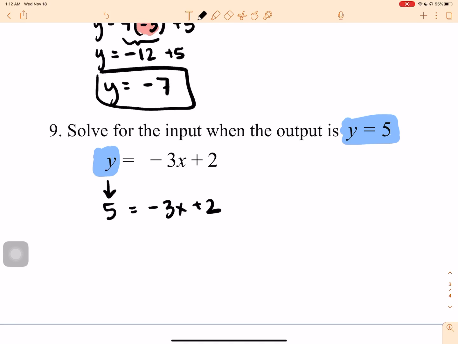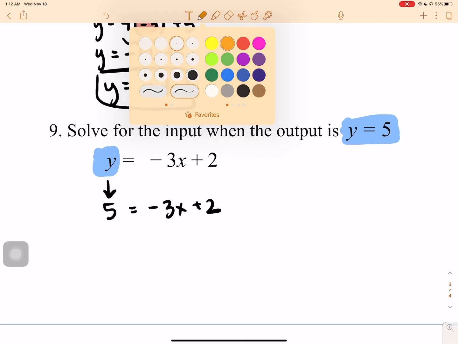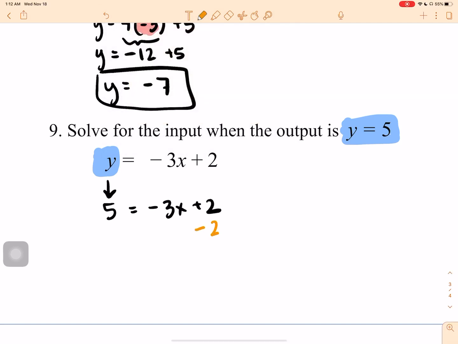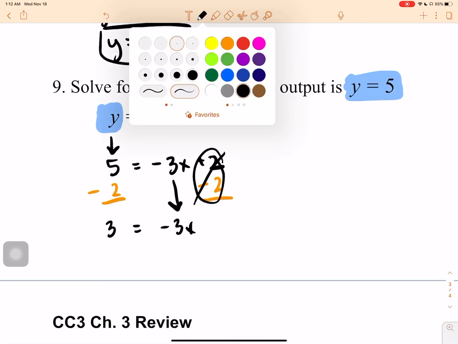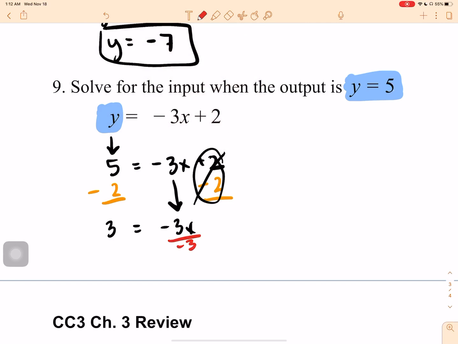So here, all of our variables are already on the right side. So I'm going to go ahead and move away this 2: minus 2, minus 2. This side is going to be a 3 equals negative 3x. So I'm just going to bring this down. 2 minus 2 is 0. So now, if we go ahead and solve for it, we have to divide both sides by negative 3. Negative 3 divided by negative 3 is just a 1. So I'm left with x equals negative 1.